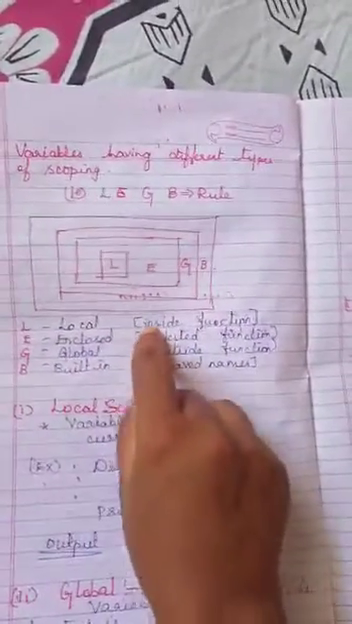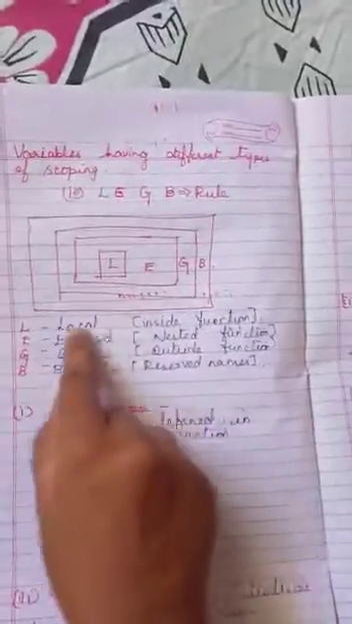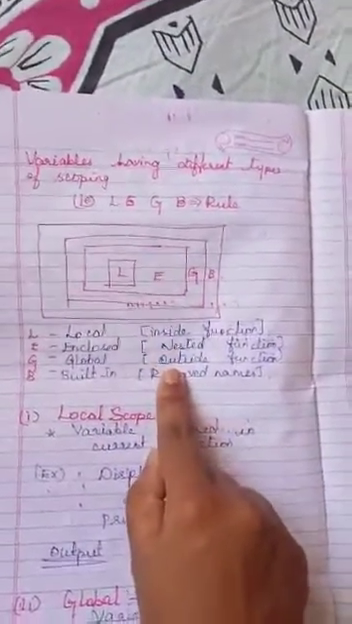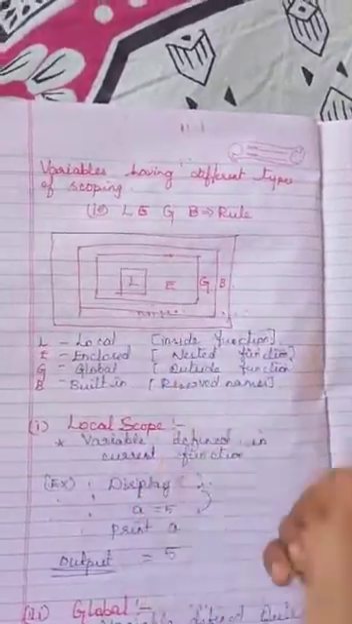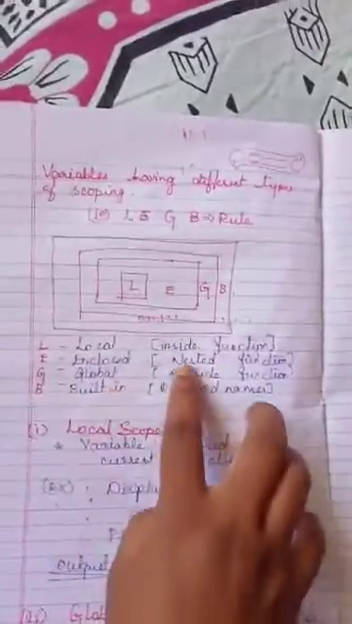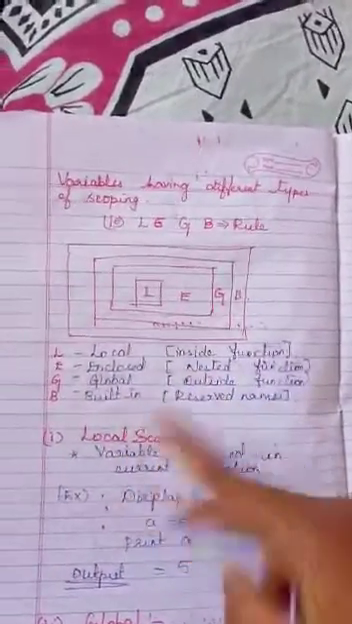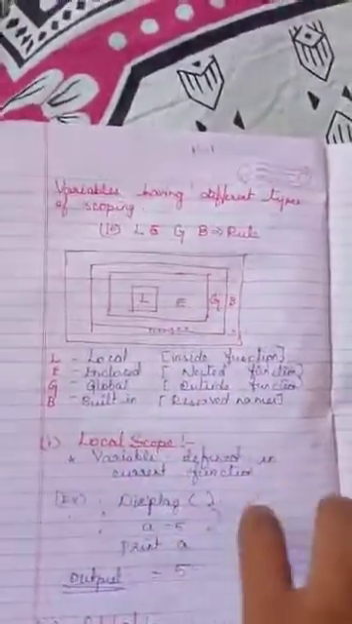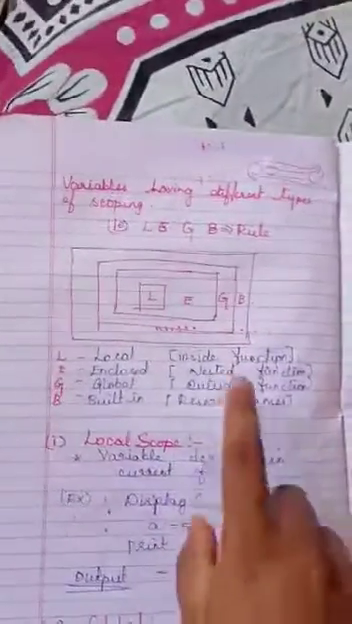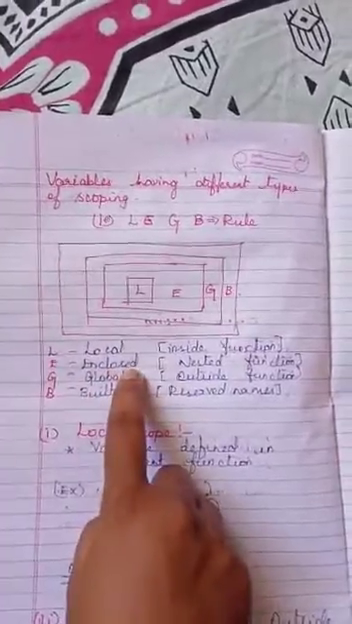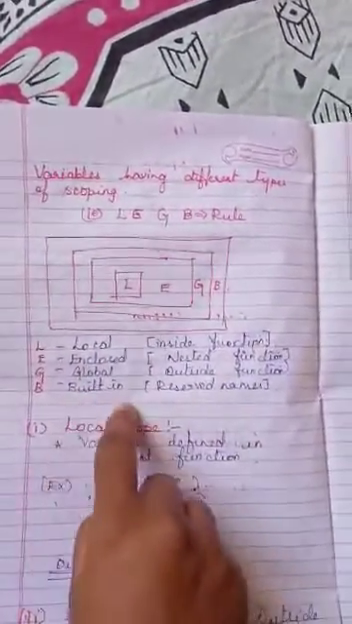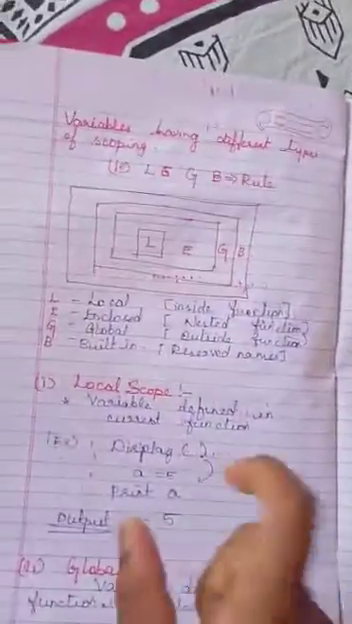When we declare a variable inside a function, it is considered a local variable, and when we declare a variable outside the function, it is considered a global scope. Whenever we use a nested function, that is, a function inside a function, and we declare a variable inside the nested function, it is called enclosed scoping. Finally, built-in is not used by the user because it is only in a library.